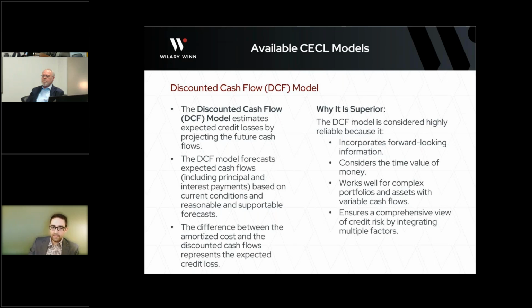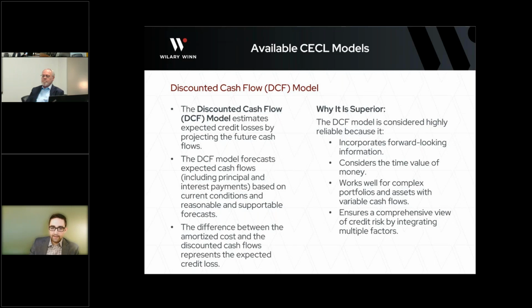So unlike simpler models that are just leaning on historical averages, we are building in reasonable and supportable forecasts for things like prepayments, defaults, loss severity, unemployment, housing price appreciation, all of that. And with that, we're also accounting for the time value of money explicitly in the way that we're calculating. So we're discounting cash flows back to get to the present value using the effective interest rate of the loan, which is directly stated in the standard.